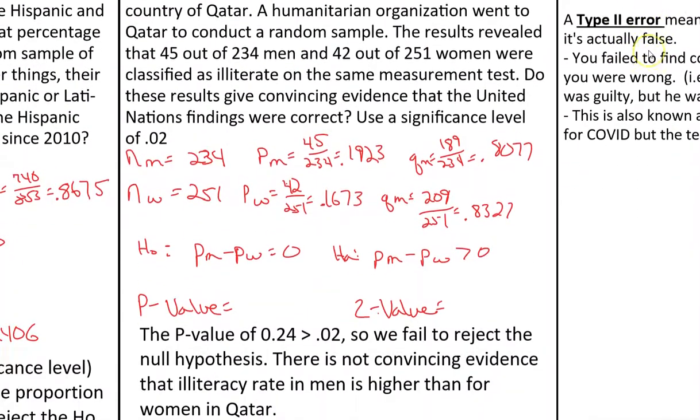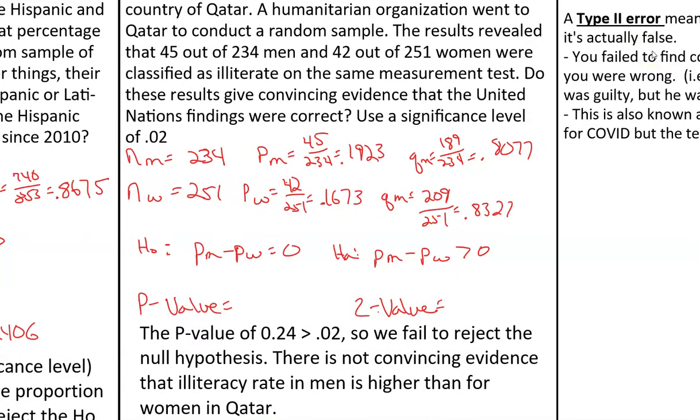My p-value is 0.2369, and my z-value is 0.7164. The book went with 0.24, but we got 0.2369. You always go four digits on your answer, so I would write this as 0.2369.